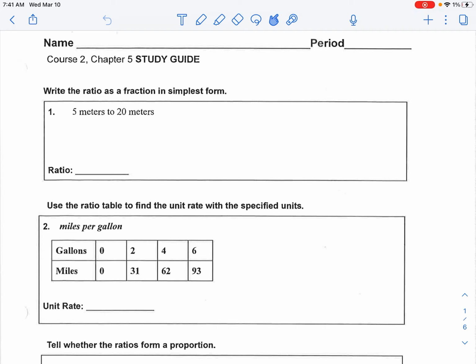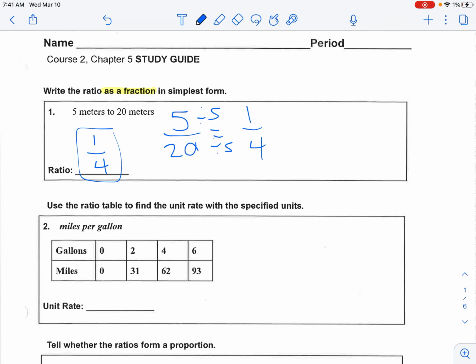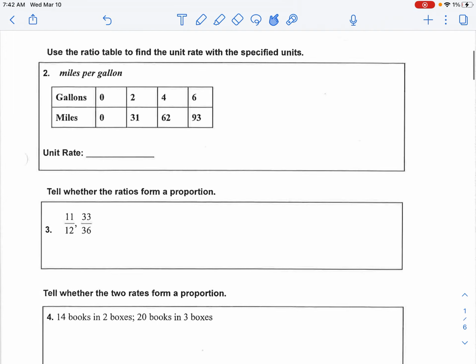So first of all, directions, write the ratio as a fraction. So I know some of you were not paying attention to the words in the direction. Make sure that you're writing that ratio as a fraction in simplest form. So first of all, I'm going to put 5 to 20, 5 meters to 20 meters, and we're going to divide both of those by 5. So that's going to reduce to 1 to 4. So 1, 2, 4 should be your ratio as a fraction in simplest form.